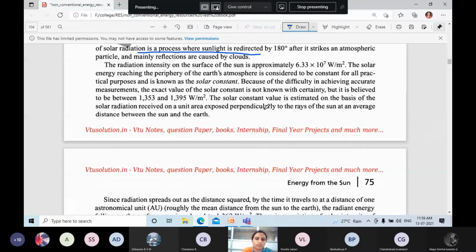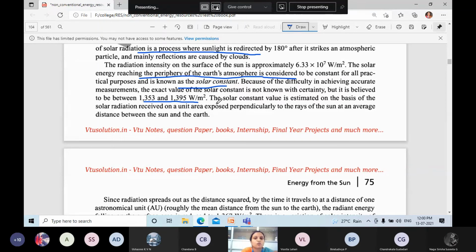Here, what do you mean by solar constant? What they are saying is the solar energy reaching the periphery of the Earth's atmosphere is a constant for all practical purposes, and it is known as the solar constant. Because of the difficulty in achieving an accurate measurement, the exact value of the solar constant is not known with certainty, but it is believed to be between 1353 and 1395 watt per meter square.